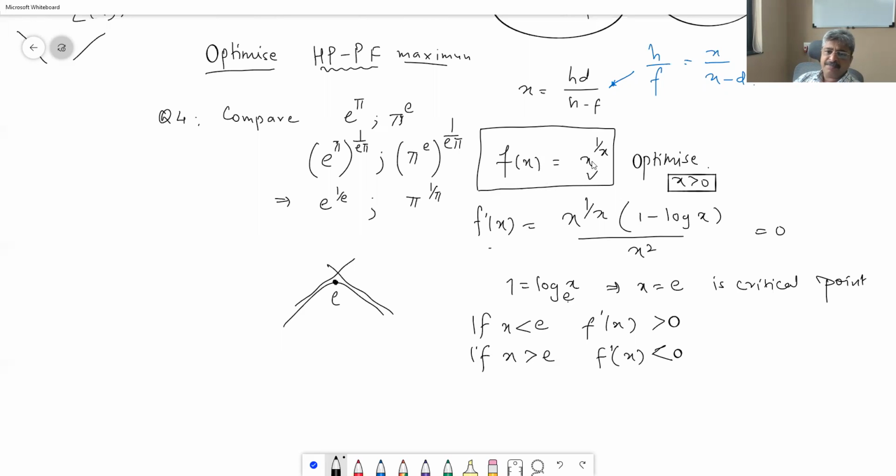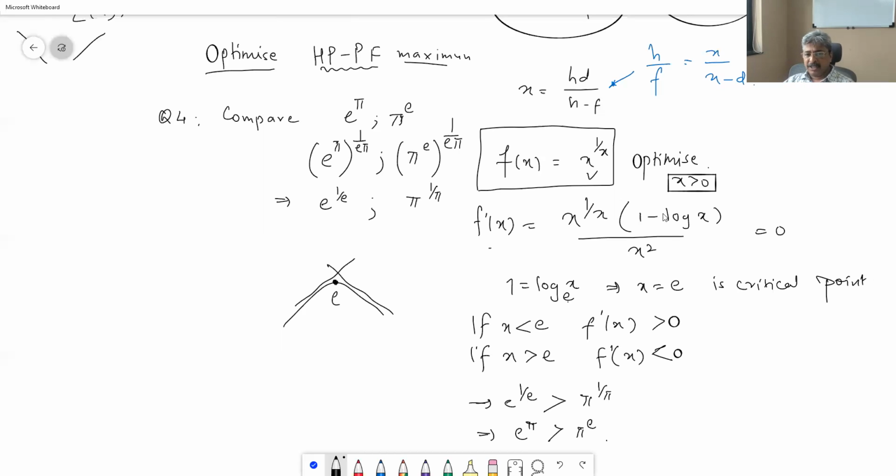So at e, if it is maximum, it implies e raised to 1 upon e is greater than pi raised to 1 upon pi, because e is not equal to pi. Okay. And therefore taking pi eth power of both of them, you get e raised to pi greater than pi raised to e. That is how you are supposed to solve this.